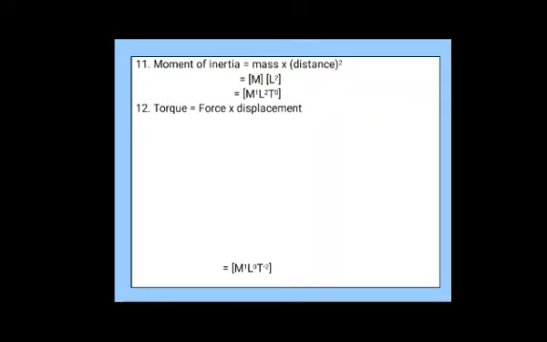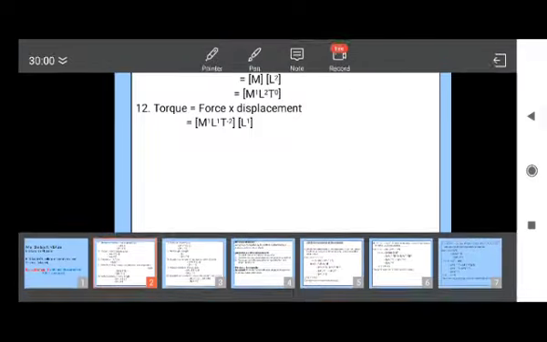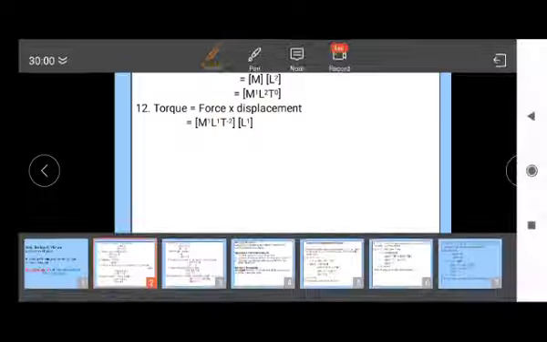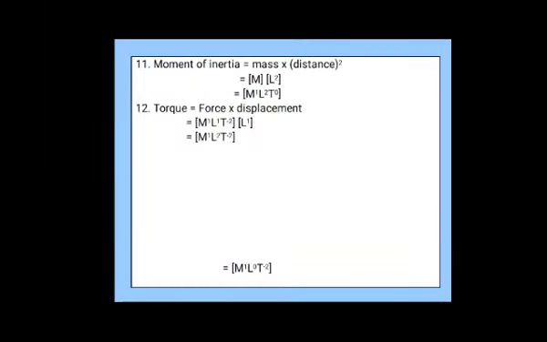Let us go for the next one, that is torque. Torque is equal to force into displacement. For force it is M raised to 1, L raised to 1, T raised to minus 2. Then displacement is L raised to 1. Now combine both. This L raised to 1 and this L raised to 1, you will get M raised to 1, L raised to 2, and T raised to minus 2 as it is. So this is the dimensional formula for torque.